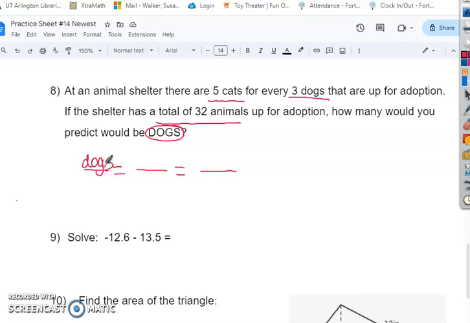What do I know about dogs? I know that there are 3 dogs. Okay? And I also know that we know a total. And I don't put 32 down here because it's not 3 dogs out of 32 total animals. It's 3 dogs for every 5 cats. So I'm going to put 32 right here. Okay? So what we need to do is find the ratio total, okay? 5 cats for every 3 dogs. So that would be 5 plus 3, which is the ratio total, which is 8, okay?